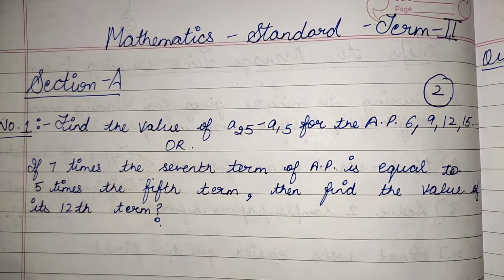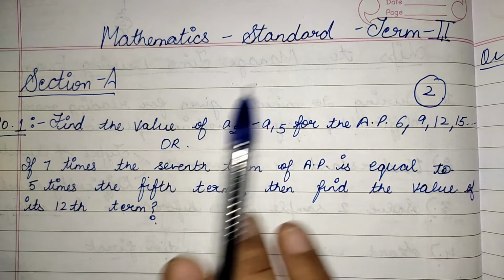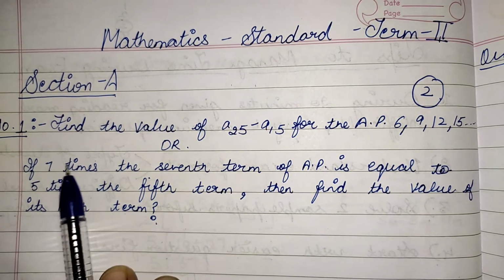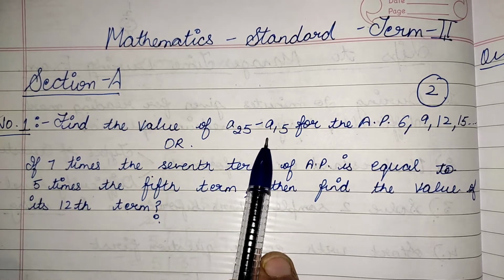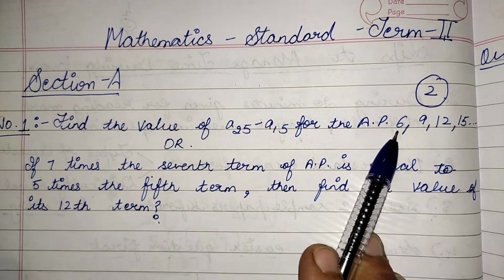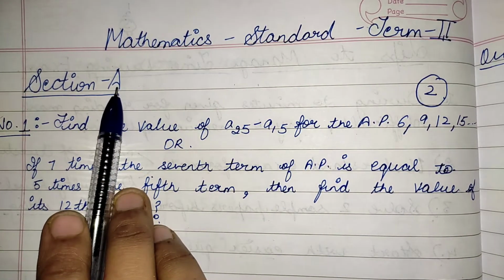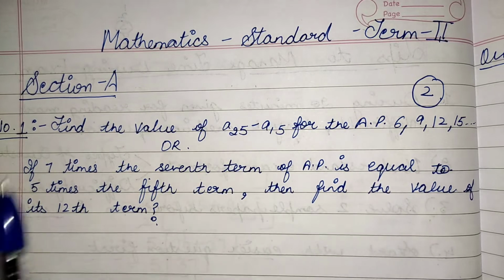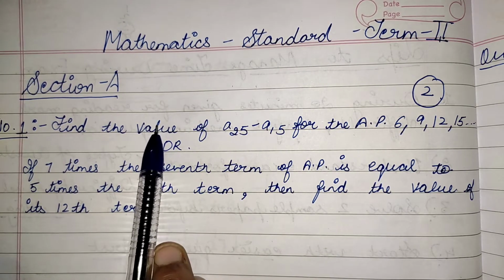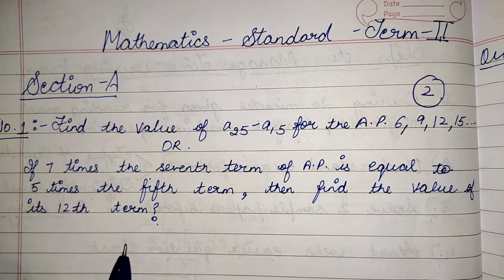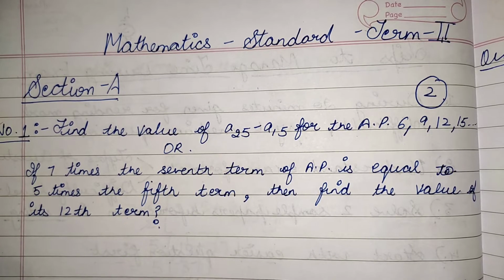So let us start solving from the very first question of the standard sample paper which is being uploaded by the CBSE. So what does the first question say? Find the value of A25 minus A15 for the AP 6, 9, 12 and 15. This question comes under section A, which is of 2 marks. Internal choice is given to you, so either you can solve this question or the other one. We will solve both the questions in this video.